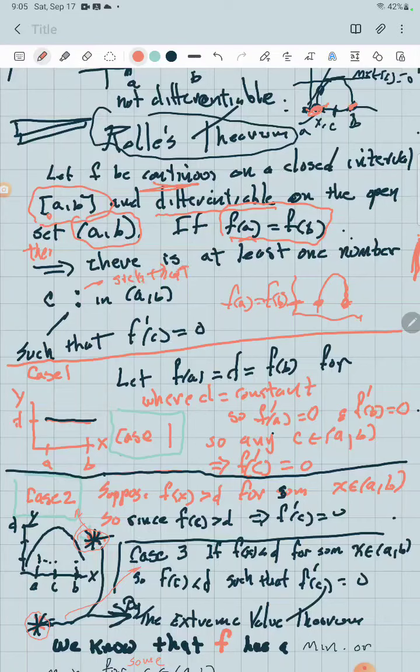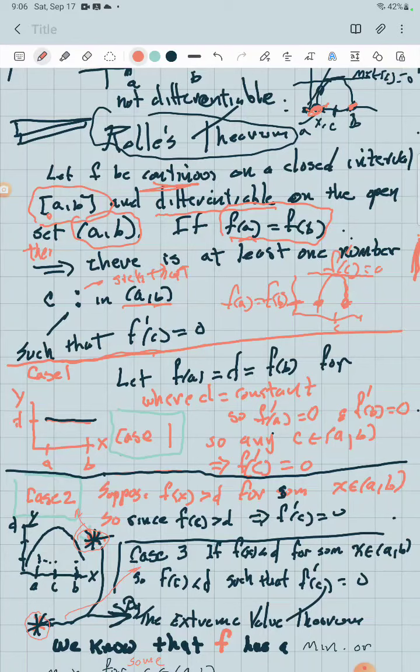such that there's a c in (a, b) such that the derivative of that curve evaluated at c, f prime of c, equals 0. Or if you were to write out the line for that tangent line, the slope would be 0, okay?